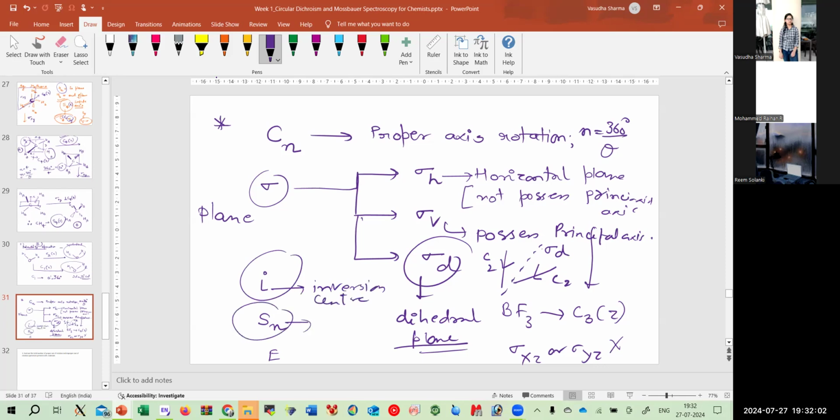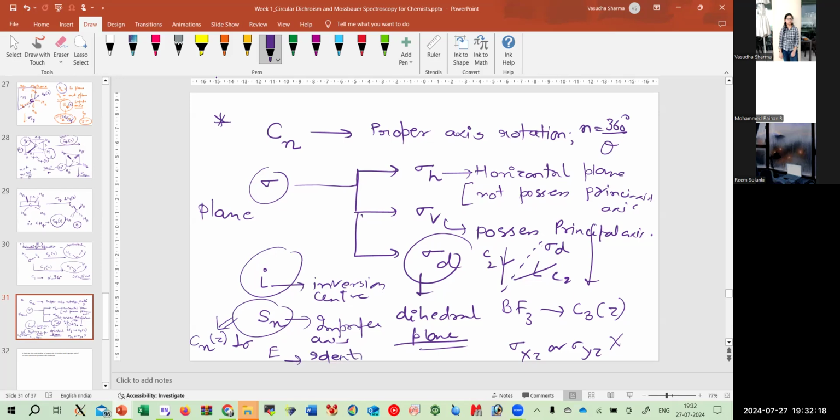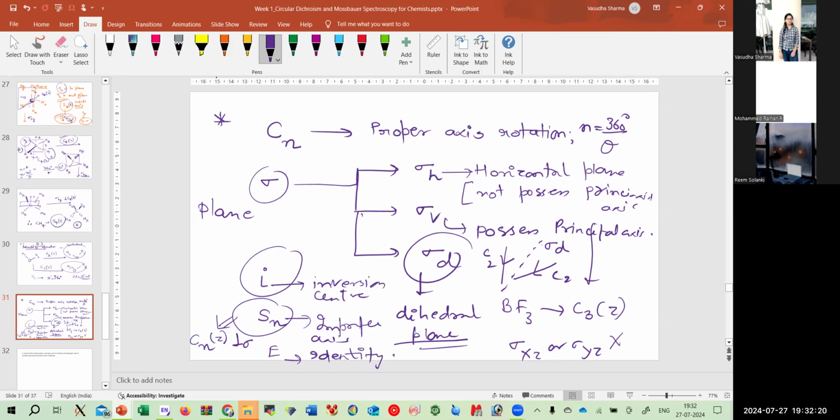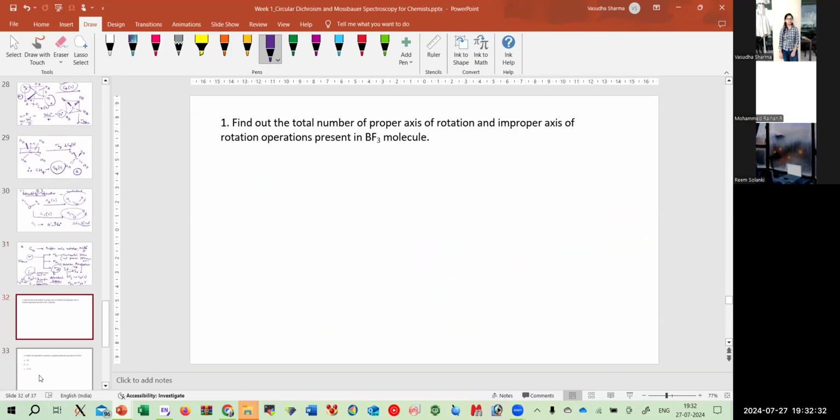This we just talked about, the improper axis of rotation, which comprises both C and a perpendicular sigma. This can be Z, X, or Y, depending on your plane. And this is your identity operation. So is this clear? Any doubt in this particular thing? No, ma'am. Okay. So at this point, I think we can do a little bit of questions.